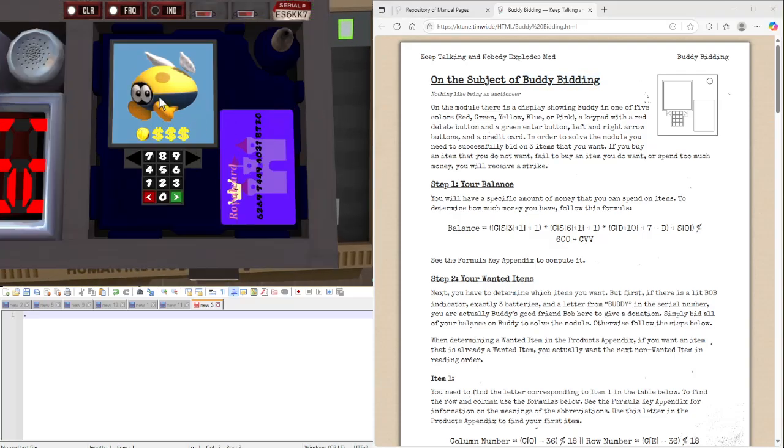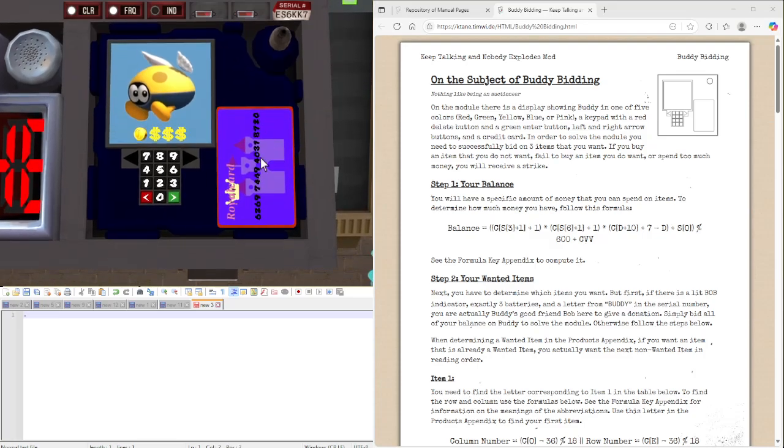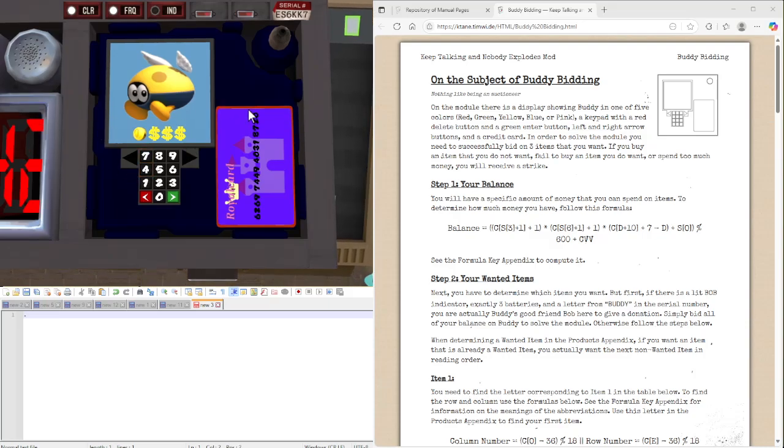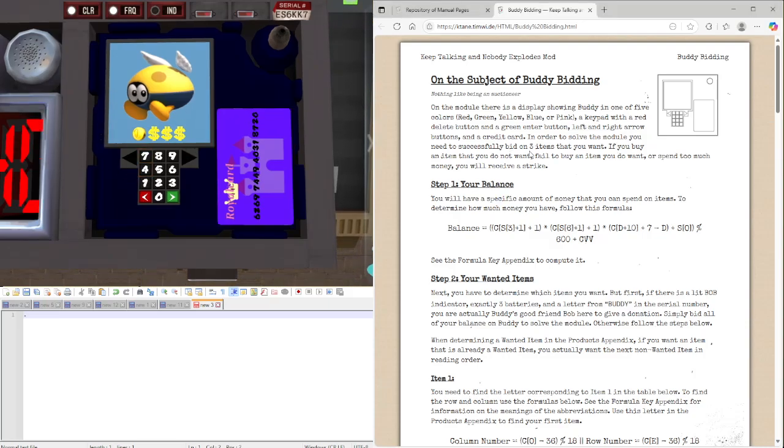What does the module look like? You'll have a parrot, Buddy, in the top corner, a card here which you can click on to flip over, and a keypad with some arrows. The aim of this module is quite simple: successfully bid on 3 items that you want. So of course we'll have to figure out what items we want.